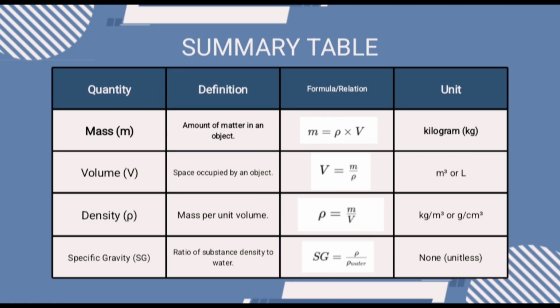So here's a quick summary. Mass is the amount of matter, volume is how much space it takes, density is how tightly packed the mass is, and specific gravity compares density to water. You'll see all the symbols, formulas, and units here for review. Feel free to pause the video and take notes.